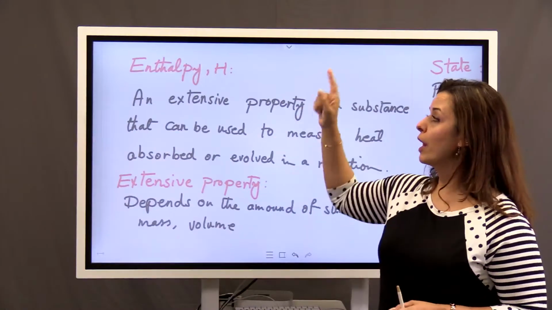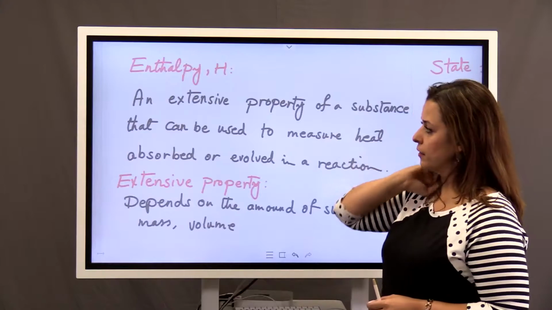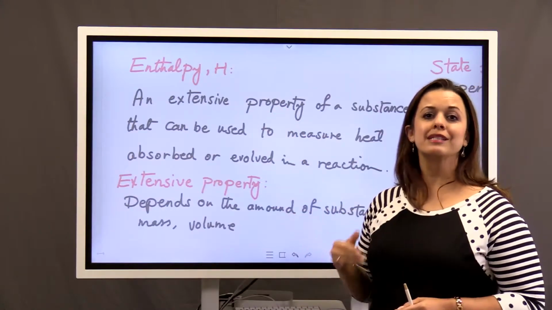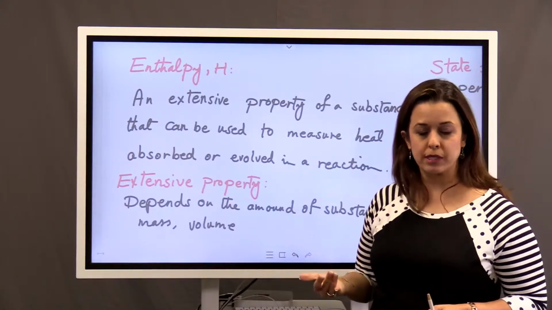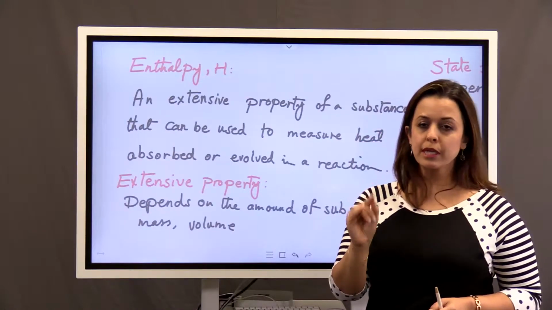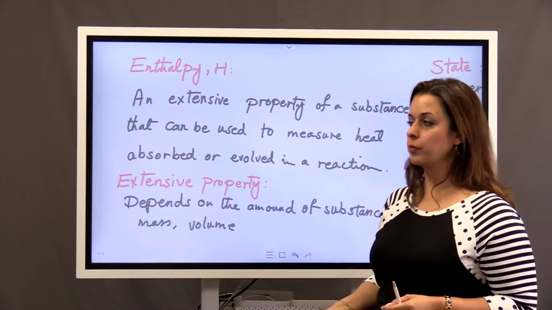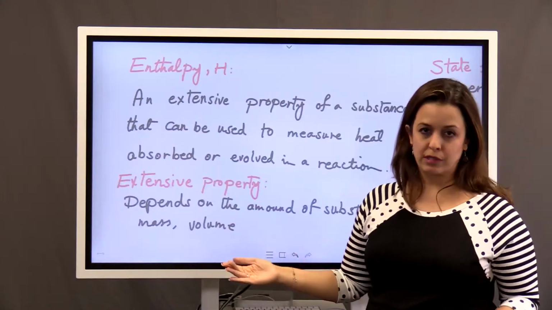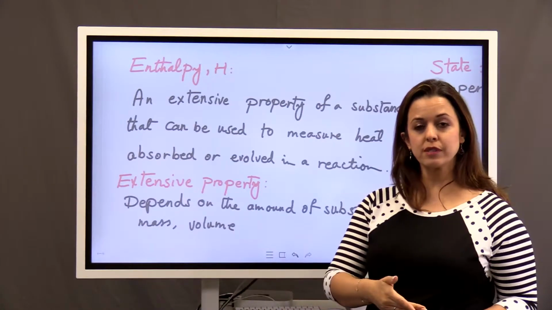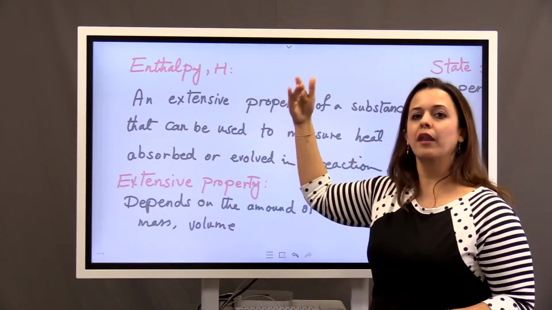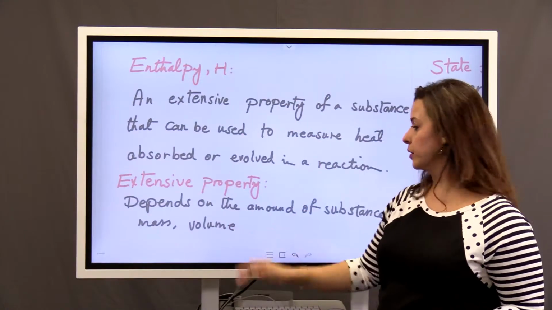Okay, so enthalpy is also an extensive property, meaning it depends on the amount of substance. If you have 1 mole of substance, you have a different enthalpy than when you have 10 moles of substance. Of course, when you have 10 moles of substance, you have more heat and H is higher, larger.